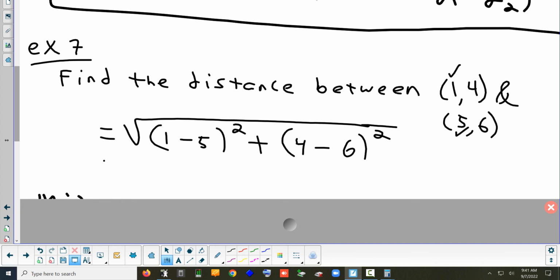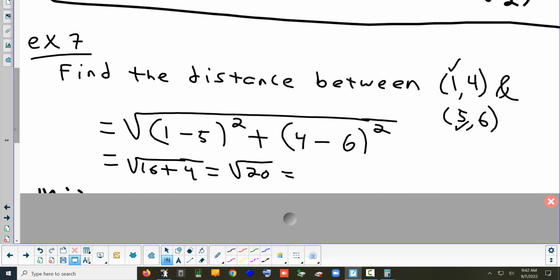All right, let's simplify it. 1 minus 5, Kelly, what does that give you? -4. And what's -4 squared? 16. Plus, Casey, what's 4 minus 6? -2, and then when you square it, 4. So we get the square root of 20. It's exactly the square root I just mentioned up above.